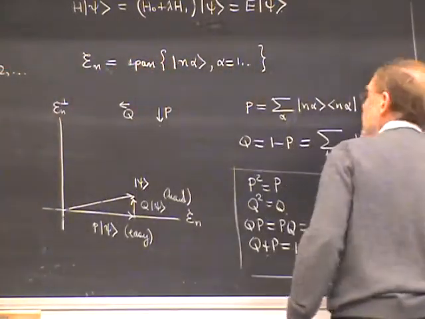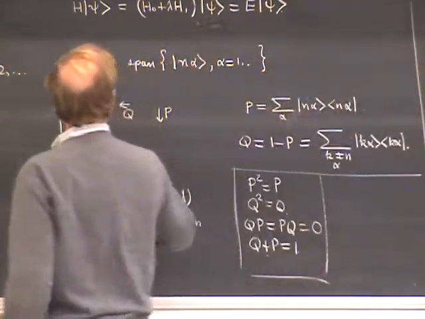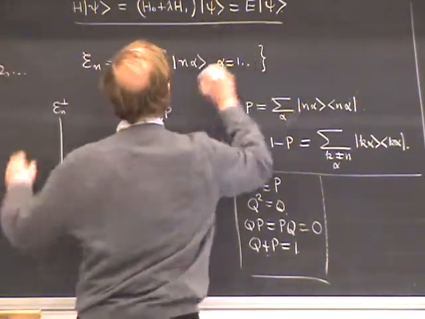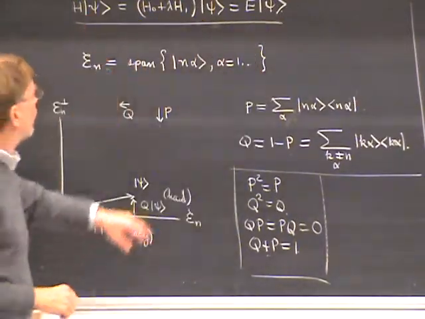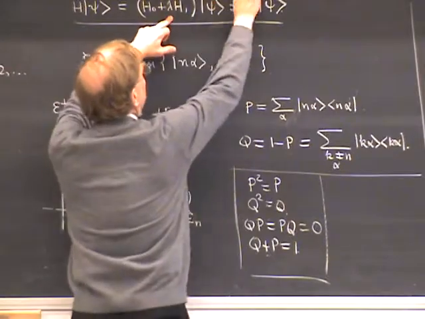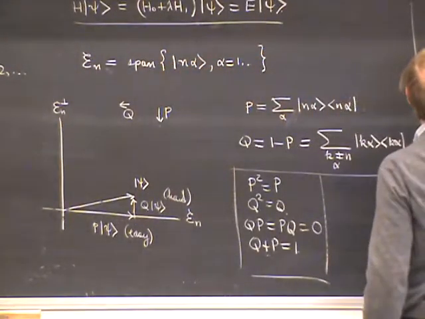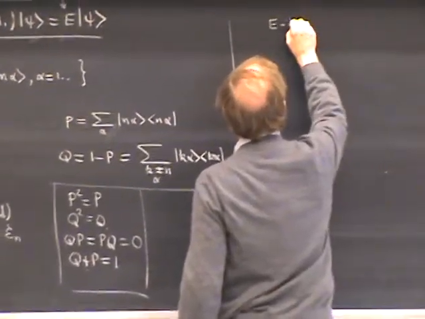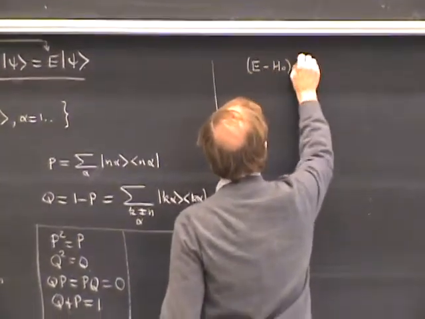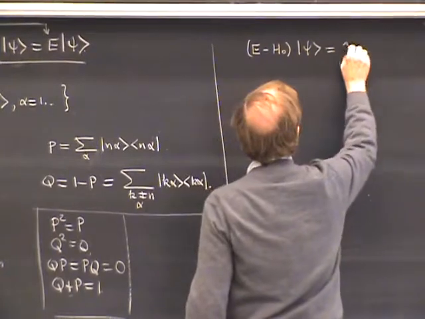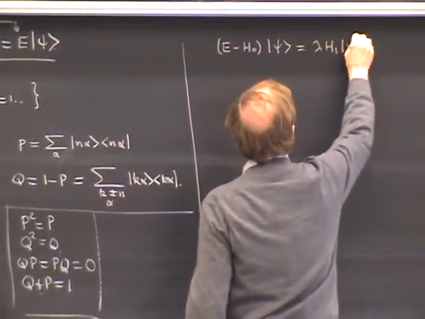All right. Now, to proceed, allow me to take the eigenvalue eigenvector problem, which looks like this, and rearrange it by bringing the lambda H1 term over to the other side. And so I'll write it like this: (E minus H0) applied to psi is equal to lambda times H1 applied to psi.